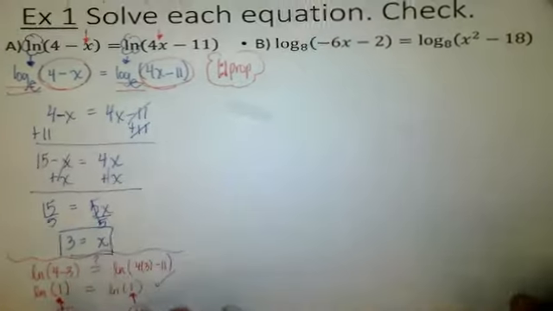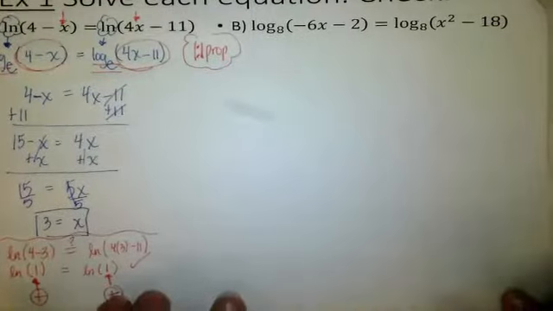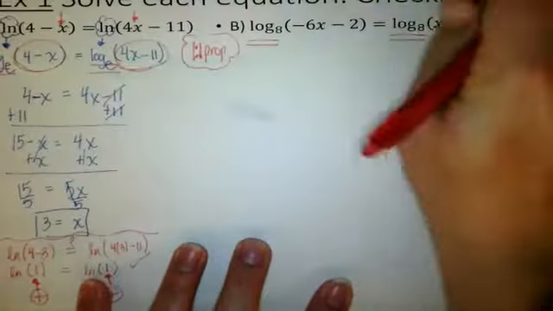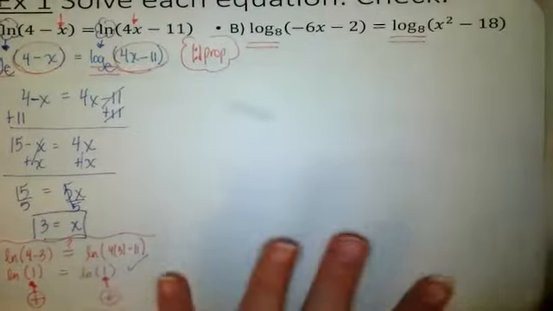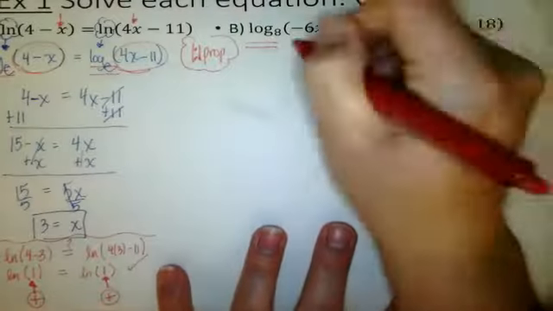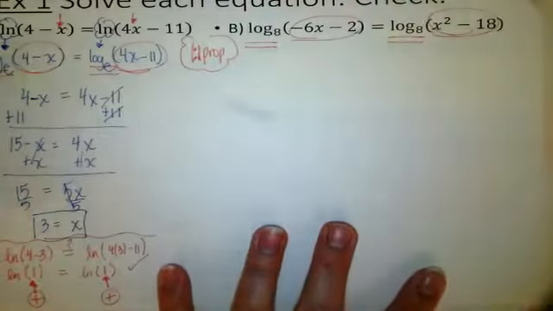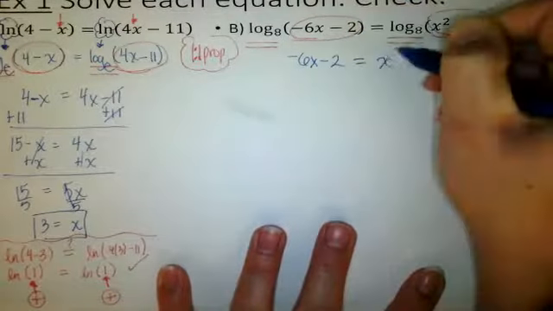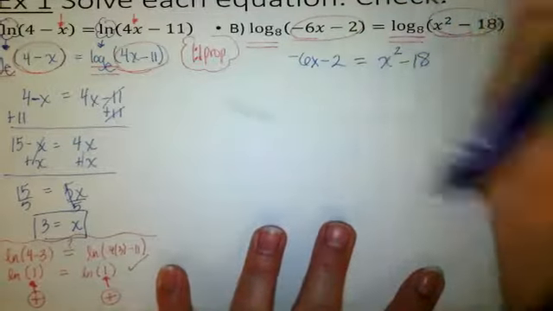Okay, over here we have letter B. Log base 8 of negative 6x minus 2 equals log base 8 of x squared minus 18. What situation is this? One-to-one property or single log? One-to-one property. Log base 8 is equal to log base 8. If the logs match, what must be true? Then u equals v. The arguments match. So negative 6x minus 2 is equal to x squared minus 18.